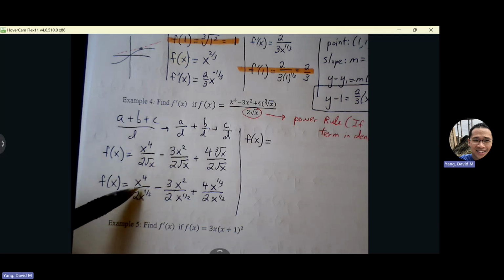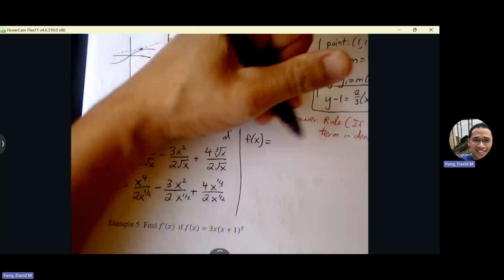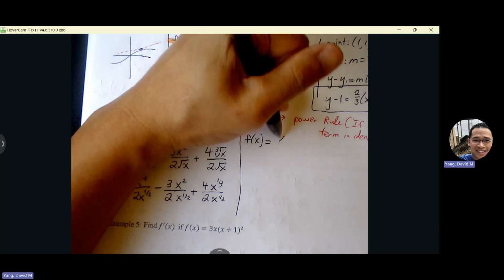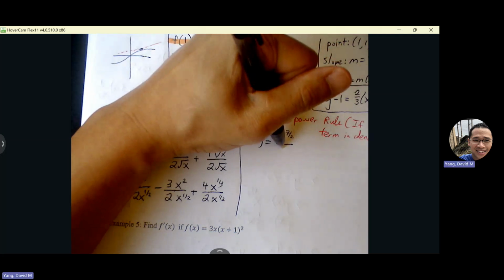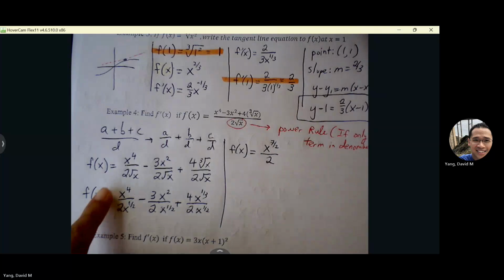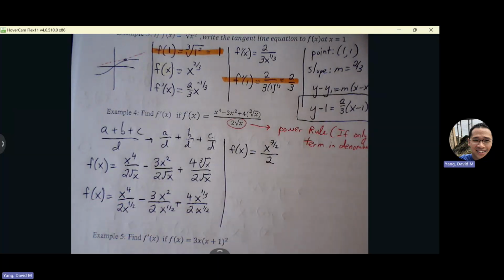The way we merge them is we bring that x up as x to the negative 1/2, and then we add the exponents. Or you can think of it as just subtracting these exponents. So 4 minus 1/2, whatever the result is, comes up to the top. 4 minus 1/2 is the same thing as 8 over 2 minus 1 over 2, which is 7 over 2. So I have x to the 7 over 2, over 2. If I'm dividing like bases, I can combine them by subtracting exponents.